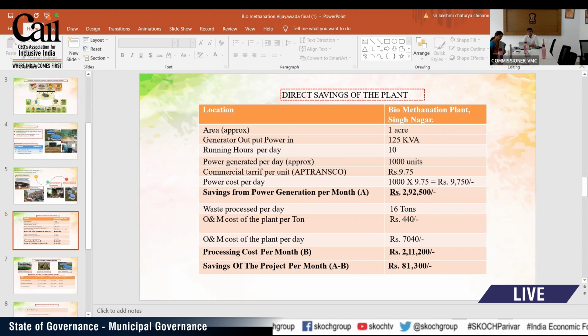This bio CNG is then fed into a generator. This generator is used to supply electricity to the nearest STP. So we are having a 40 tons per day STP, which is situated just beside this biomethanization plant in Ajit Singh Nagar. So the electricity which is generated out of this biomethanization plant through the generator is used to run the STP.